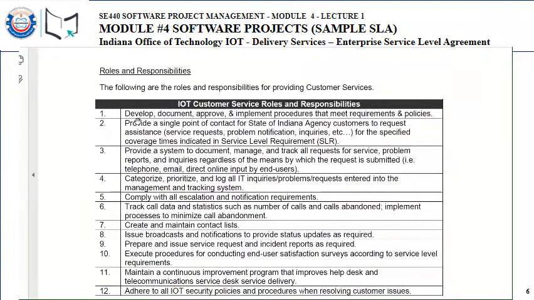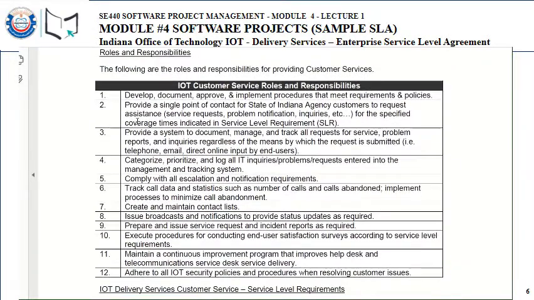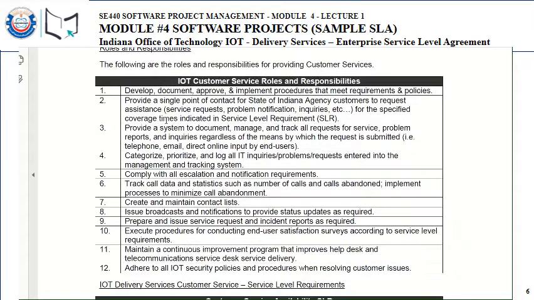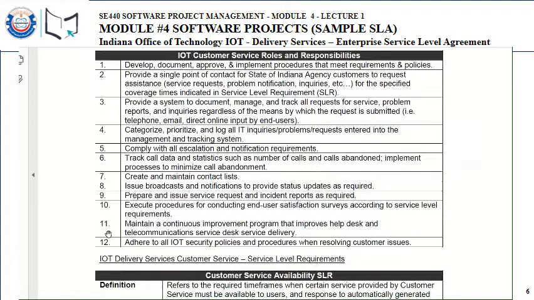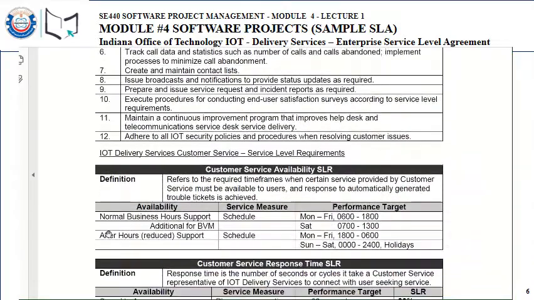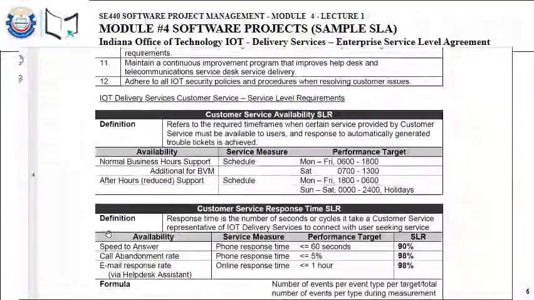Then the roles and responsibilities. The first role for customer services, the first component of this SLA, is to develop, document, approve, and implement procedures that meet required policies. The second role is to provide a single point of contact for State of Indiana agency customers to request assistance, etc., etc. So there are 12 roles that they need for the customer services component.